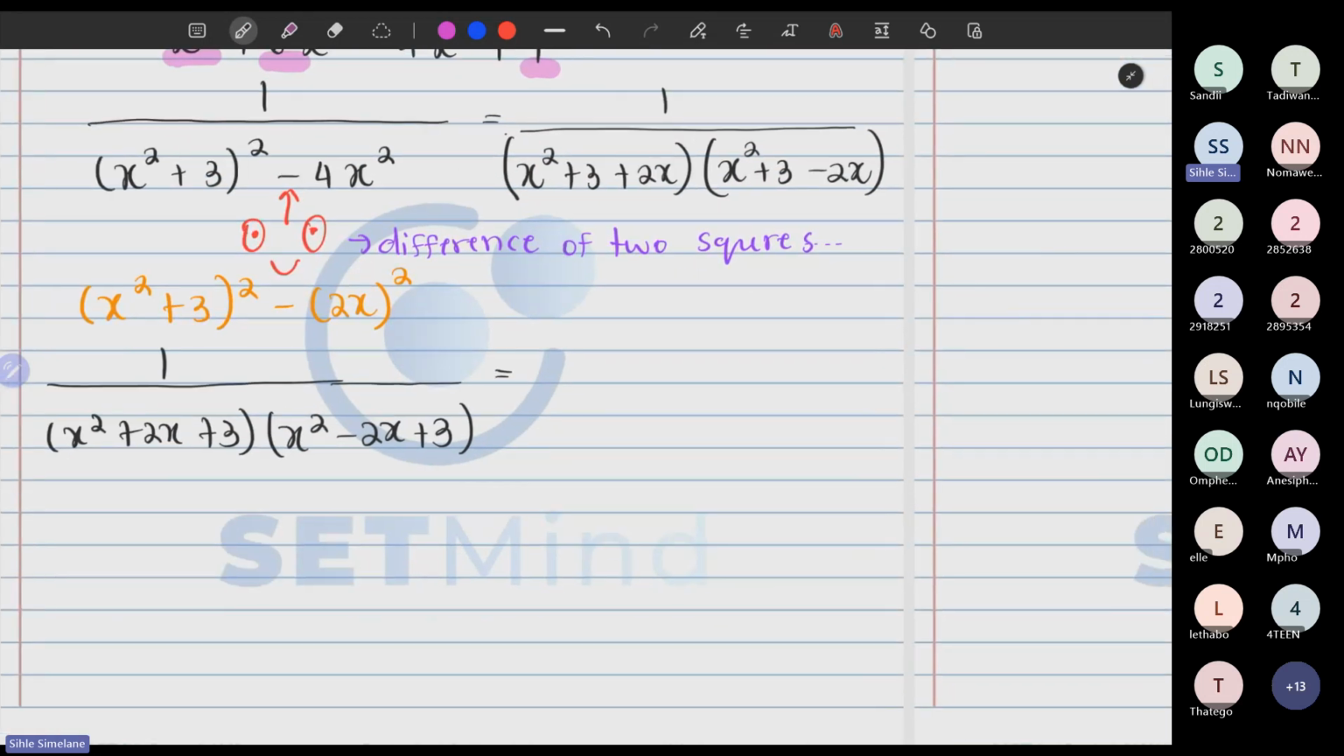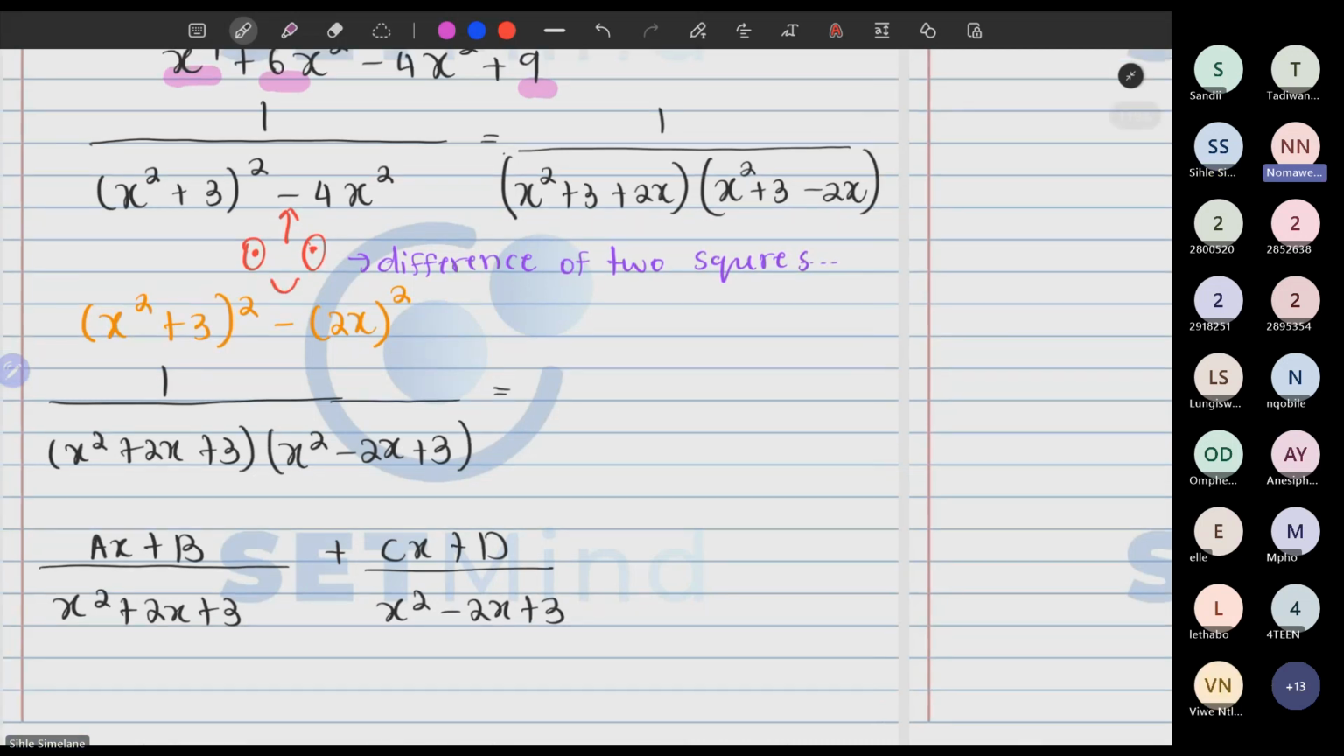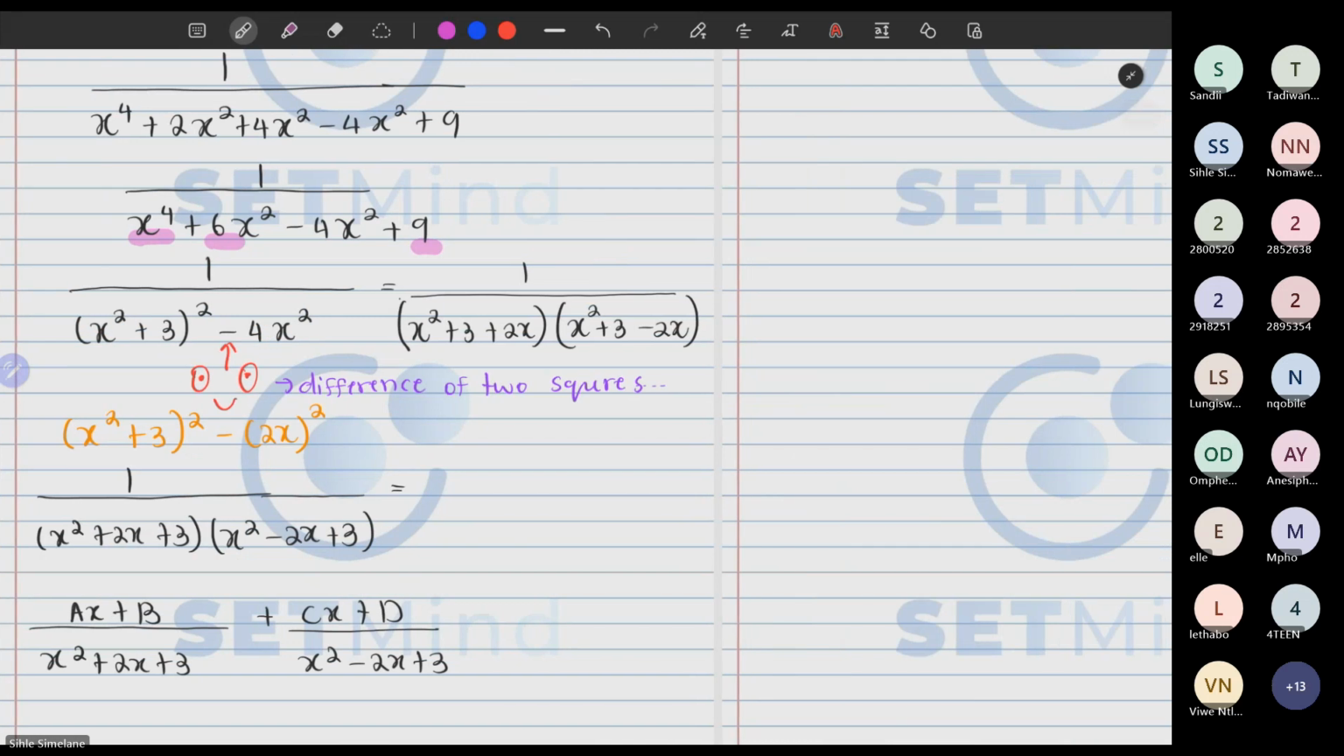We can all agree that what we are going to have will be ax plus b divided by x squared plus 2x plus 3, since we can no longer factorize that, plus cx plus d, all divided by x squared minus 2x plus 3. Why do I have what I have here as the solution? Someone in the meeting can shine. The denominator is quadratic, so the numerator should be linear. On point.